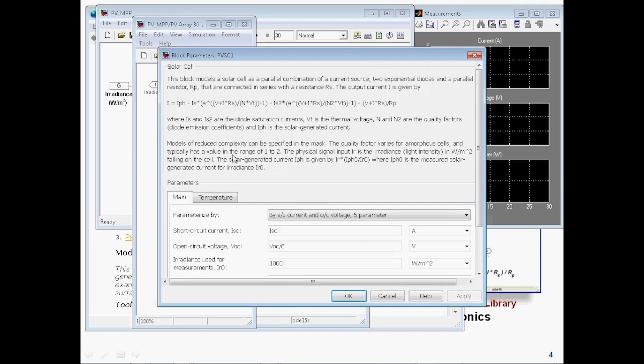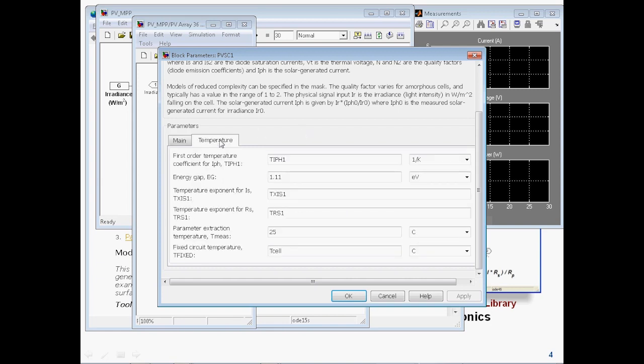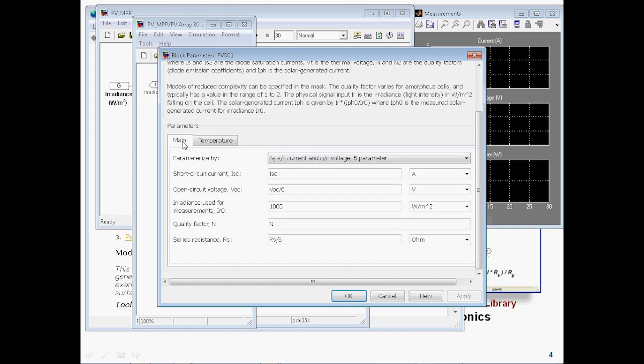Let me double click on it. What you're seeing here is the parameterization table for that photovoltaic cell. Notice that this block has multiple parameterizations, so you can use a single diode model or an 8-parameter model, which is a double diode model. Actually, this block also includes the temperature behavior of the device, so you can model the temperature effects. And by the way, every Simulink block has a help button.